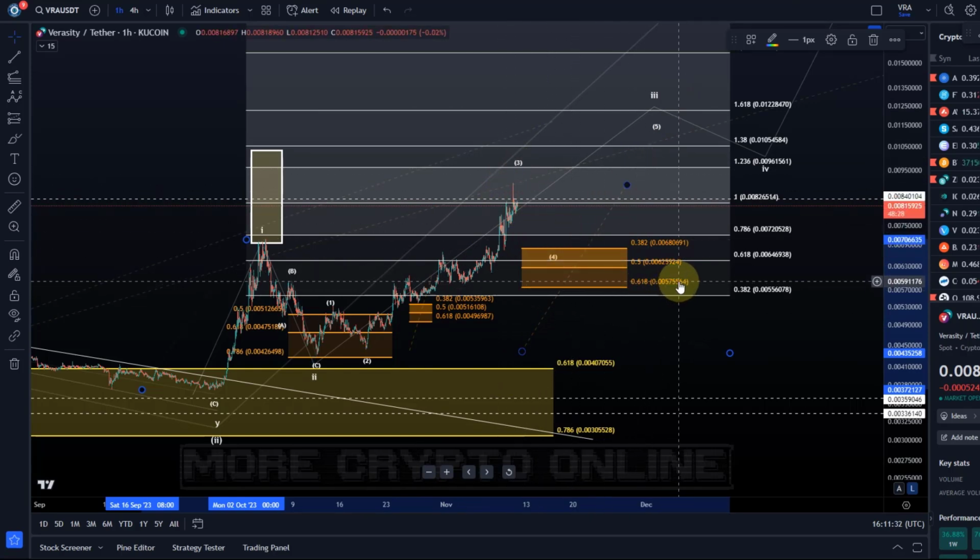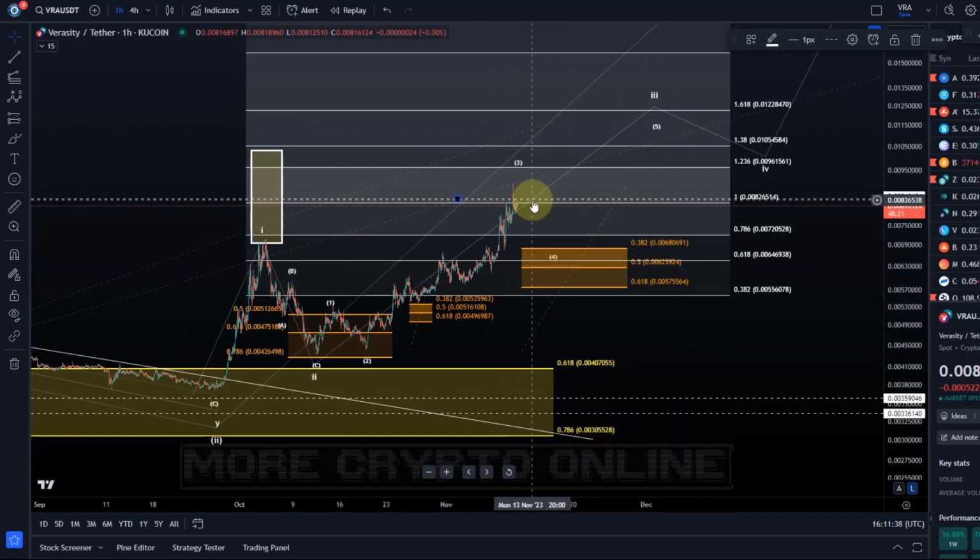Support remains here at 0.0057 USD. And at the moment, even though it fulfilled the minimum requirements, I'm looking for another 4-5 to finish this, and ideally in the region around 0.009, 0.010, or 0.0012 USD. Can always extend further. That's why we track support, but no change to the wave count really. It's just working its way to the target. Okay. So that's my update about VRA.